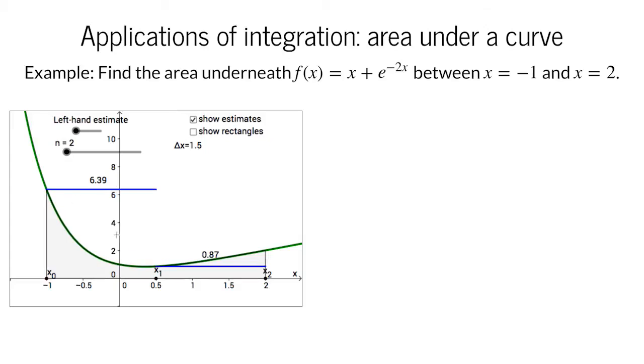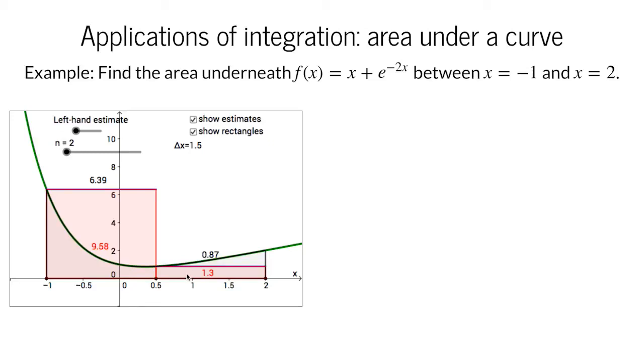We imagine the function is equal to 6.39 in the first half, because f of negative 1 is 6.39, and imagine it is equal to 0.87 in the second half, because f of 0.5 is 0.87. For this piecewise constant function, shown by the two blue line segments, it's easy to calculate the area underneath it. The area is just the sum of two rectangles.